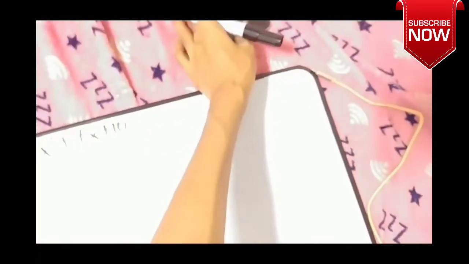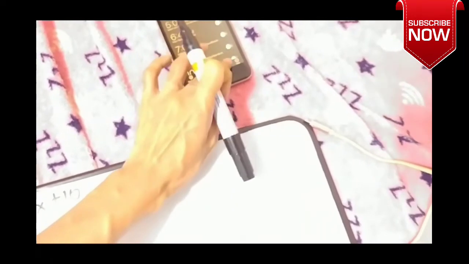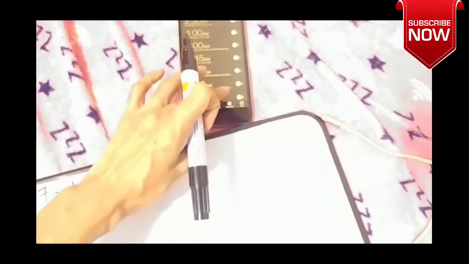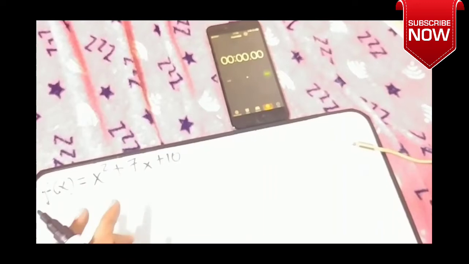So, maglalagay tayo ngayon ng time limit. Gagamitan natin ng stopwatch kung alin yung efficient or mas mabilis na paraan para ma-solve ang quadratic equation na to. Is it factoring or quadratic formula?